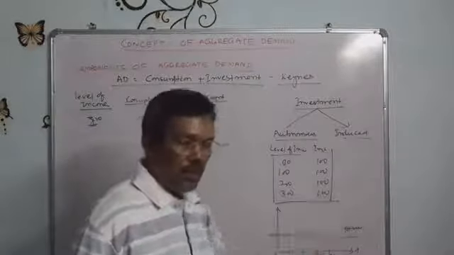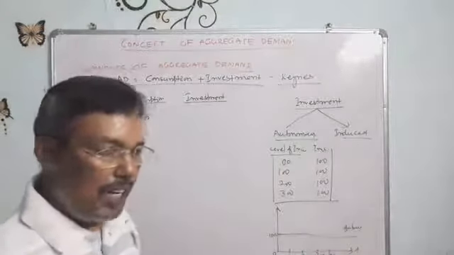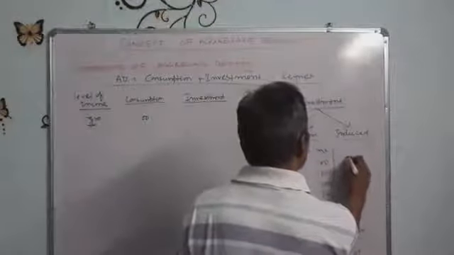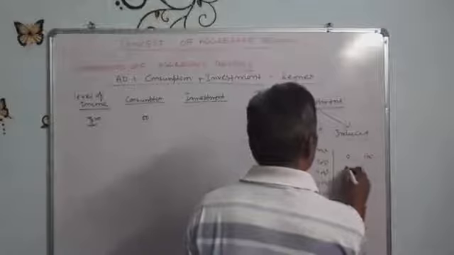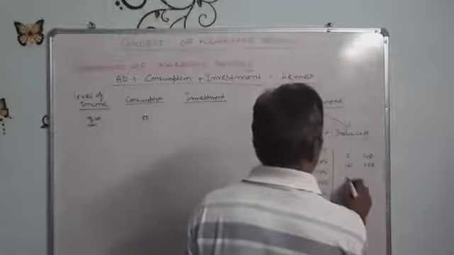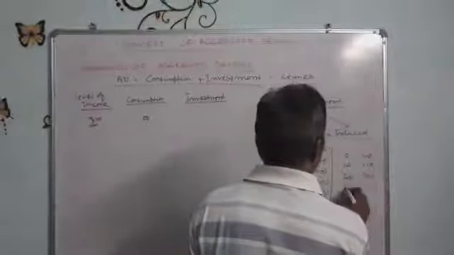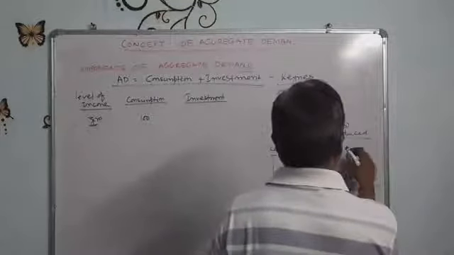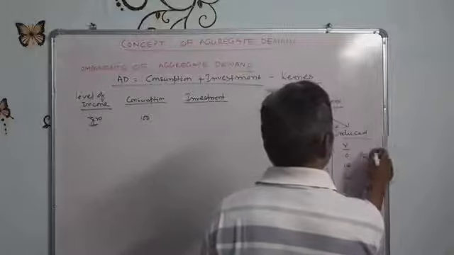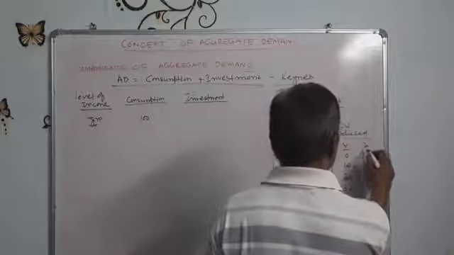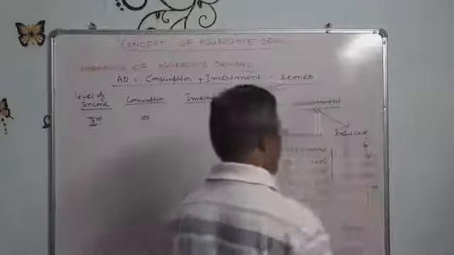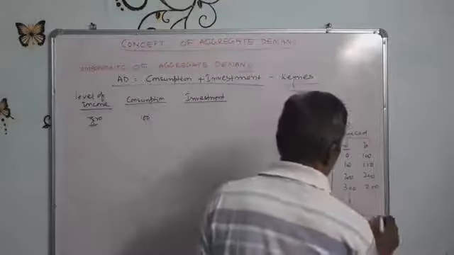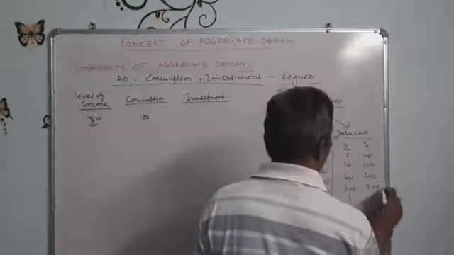But induced investment is that investment which increases when income increases. Suppose income is 0, 100, 200, 300 and investment is 100, 150, 200, 250, like this. This is Y and this is investment. That type of investment is known as induced investment. In this case, investment will move upwards.